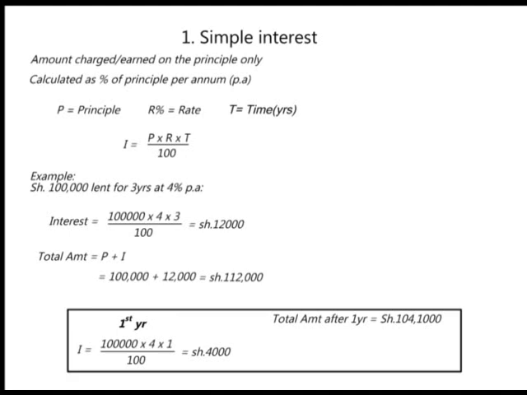However, interest for the second year is calculated from the initial 100,000 and not from this current 104,000. And therefore, each year the principal amount 100,000 will earn 4,000. For 3 years, that will be 12,000. Simple interest is the same each year and is therefore proportional to time. The difference will be clear when we do compound interest next.